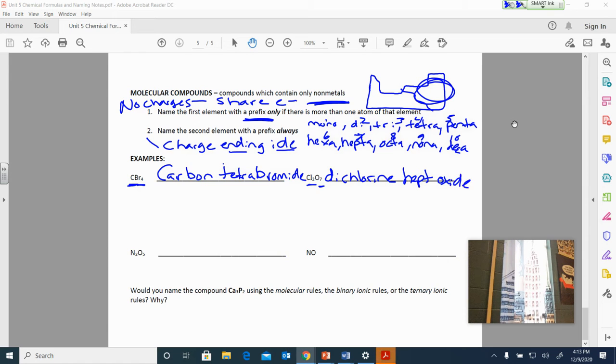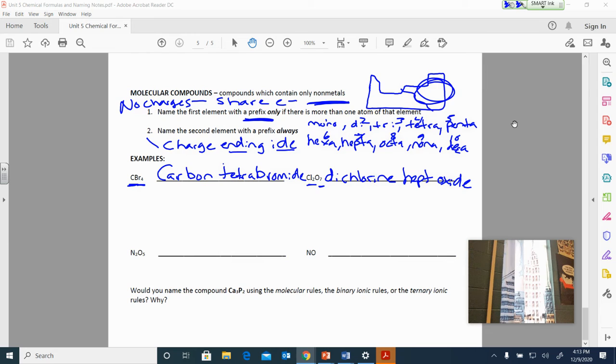Now, you may notice that I didn't put the hepta, I just put heptoxide. Anytime you have oxygen, they don't put the vowels at the end of the prefixes. So like mono, it wouldn't be monooxide, it'd just be monoxide. You leave off the O. If it was tetra, like tetraoxide, they don't say tetraoxide, they just say tetroxide. Like they leave off the vowel at the end.